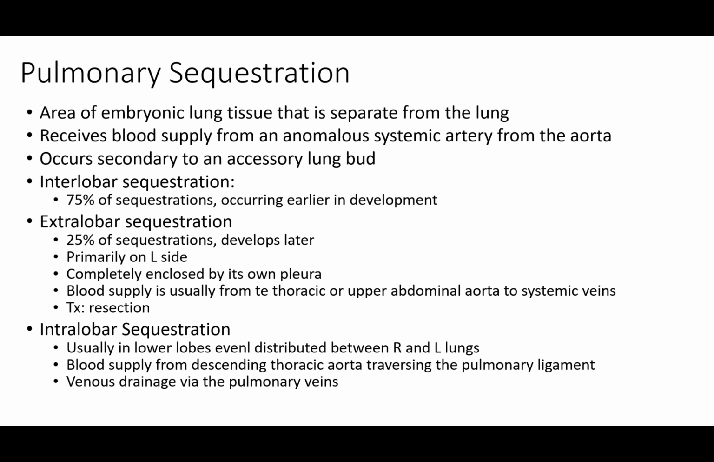The intralobar sequestrations, these are usually in the lower lobes, and they're evenly distributed between the right and left lungs. The blood supply is from the descending thoracic aorta, and it traverses the pulmonary ligament. And then it gets its venous drainage via the pulmonary veins, which is unique to the intralobar.